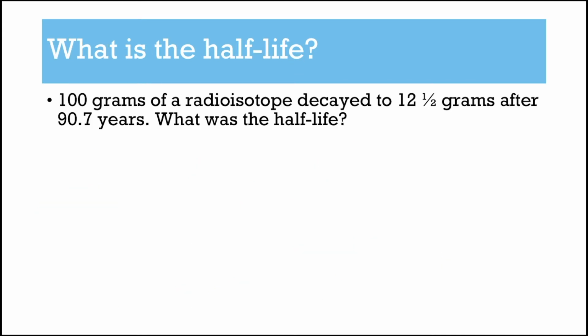Okay. Now another type of question could be, what is the half-life? This one says 100 grams of a radioisotope decayed to 12.5 grams after 90.7 years. What is the half-life? It's giving us where we started and where we ended, and we can use that to figure out how many half-lives occurred. So we're starting with 100 grams. After 1 half-life, we're left with half of that. So half of 100 is 50.